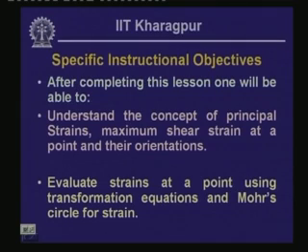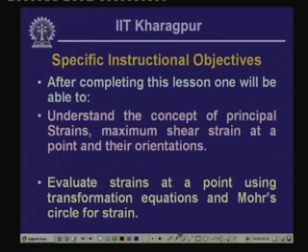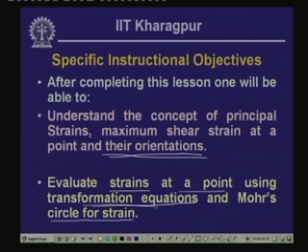In this particular lesson, once it is completed, one should be able to understand the concept of principal strain and the maximum shear strain at a point and their orientations with respect to the rectangular axis system. One should be able to evaluate strains at a point using transformation equations and Mohr circle of strain. We have already discussed certain aspects of transformation equations, which we are going to discuss further today. Also, as we have looked into in case of stresses, that we can evaluate stress at a point using Mohr circle, we will see that we can evaluate strain as well using Mohr circle of strain.